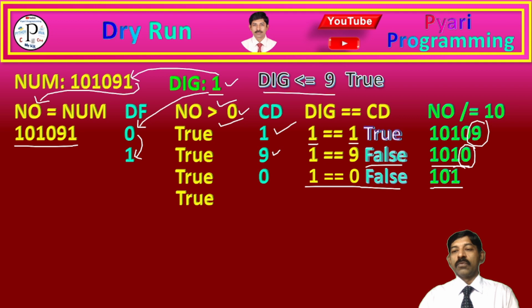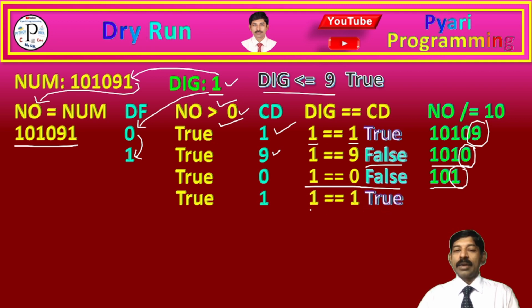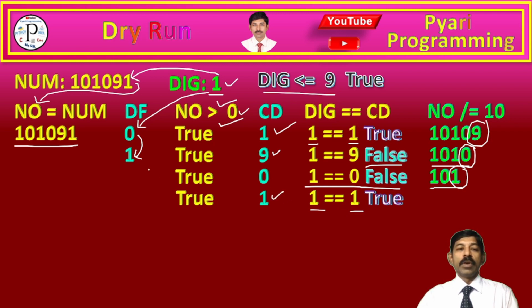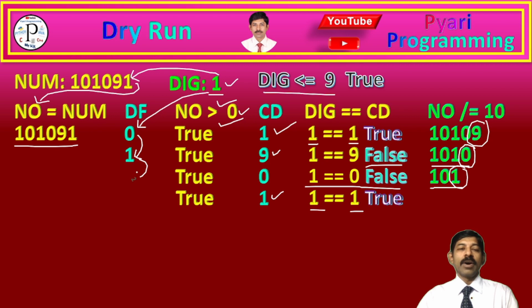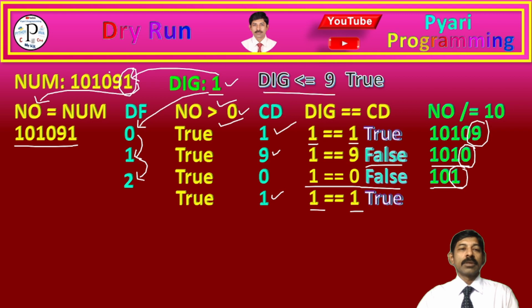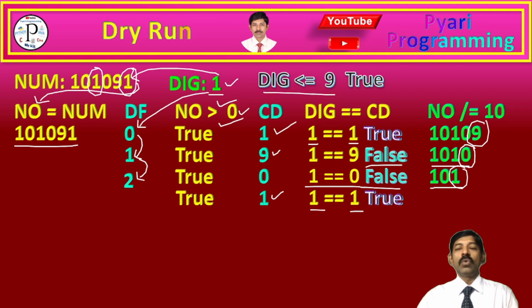Extract the current digit which is 1. After that check dig is 1 and your current digit is 1. Both are 1. So that's why it is true. If it is true, increase it by 1. We got 2. That means I got 1 two times. Look at over here. I got 1 two times.